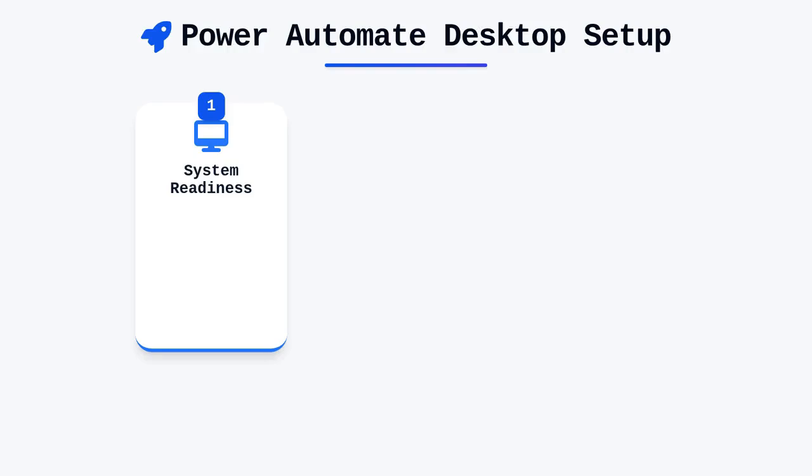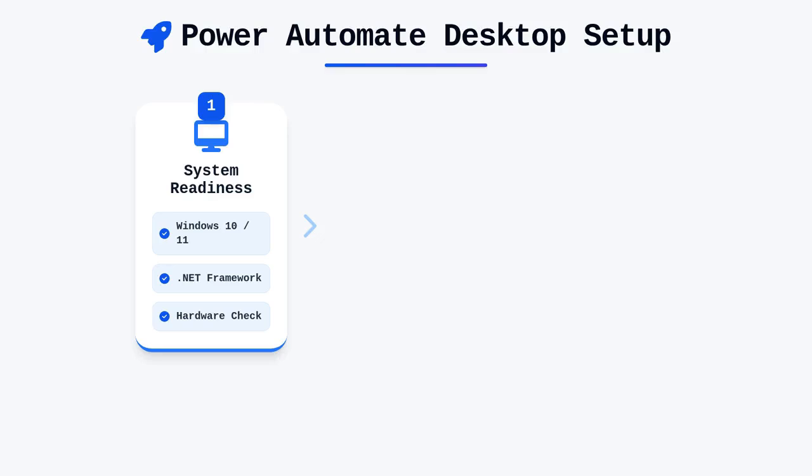Before initiating the installation process, you must ensure that your host machine meets the hardware and operating system requirements mandated by Microsoft, typically involving a supported Windows 10 or 11 version with the proper .NET framework support. Once the base operating system is verified, you proceed to download and install the Power Automate desktop application from the Microsoft portal, which acts as the execution engine for your local desktop flows.